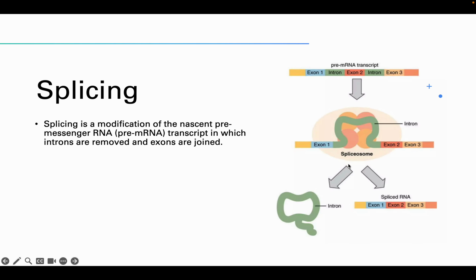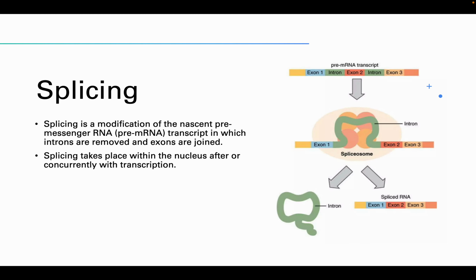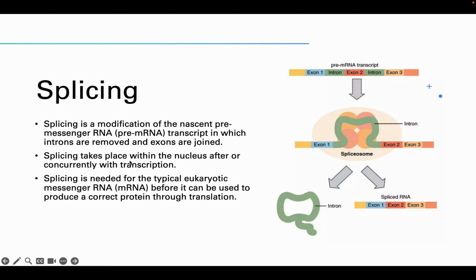Here you can see this example with the help of the spliceosome. The intron is completely removed and the different exons are joined. This process is called splicing, and it usually takes place within the nucleus. Transcription occurs in the nucleus and translation happens in the cytoplasm, so before moving to the cytoplasm for translation, splicing happens in the nucleus. It happens after or concurrently with transcription, and as I have told you, it is specific to eukaryotes before they can produce protein through translation.